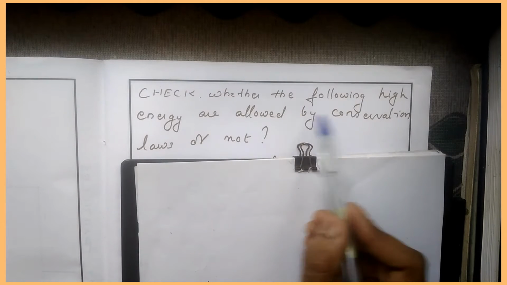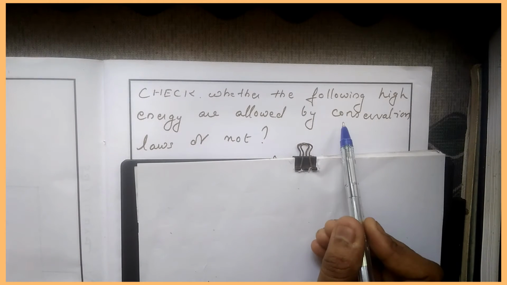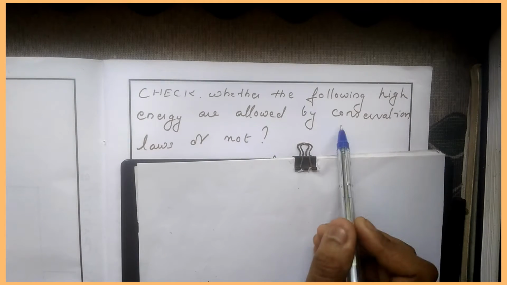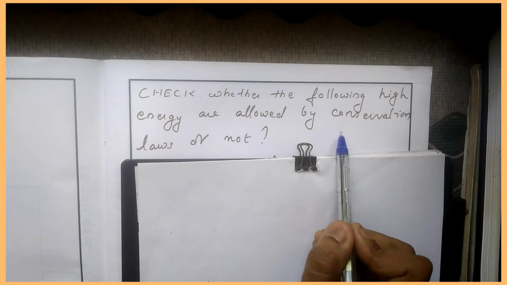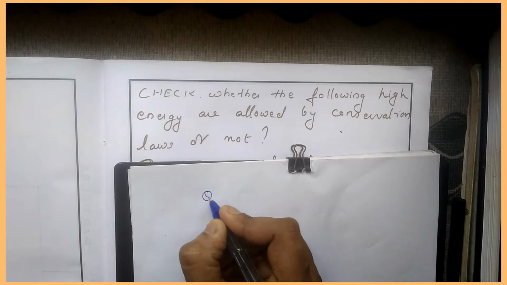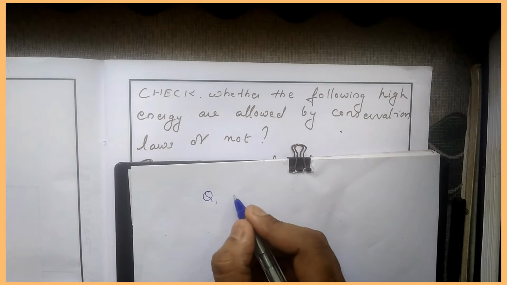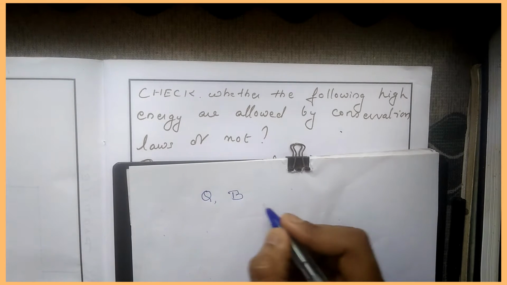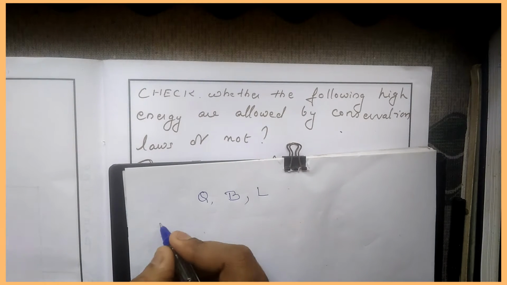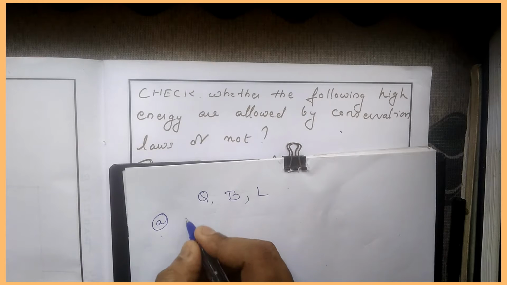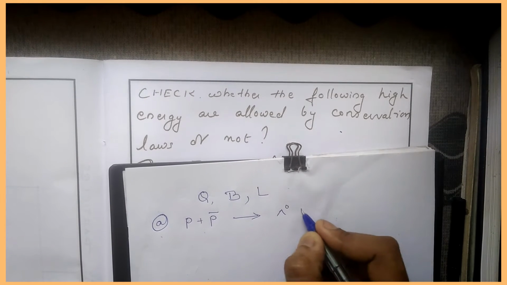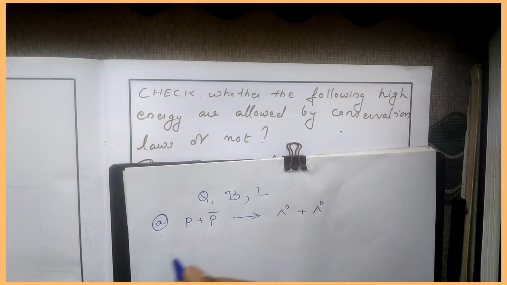The question is, check whether the following high energy processes are allowed by conservation laws or not. For solving these types of problems related to conservation laws, you must know three values: the charge Q, the baryon number B, and L, the lepton number. We will take the first question: P plus P bar gives lambda 0 plus lambda 0.